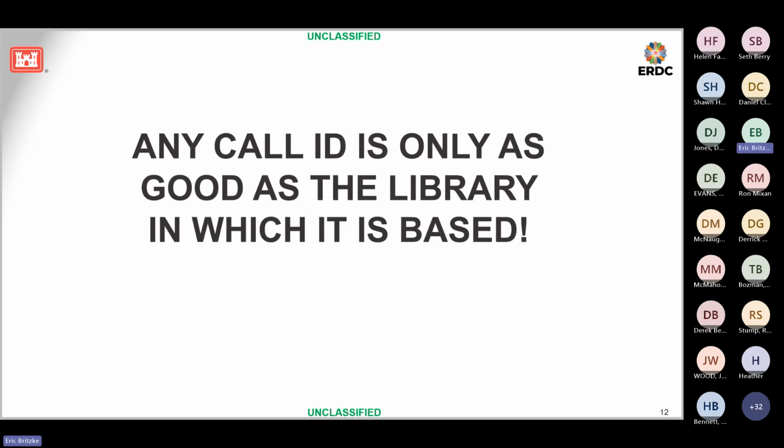So my first statement, if you don't remember anything else, this is the thing to remember so far, is any call ID is only as good as the library on which it's based. If you have a poor quality library, your identification is going to be terrible, and it doesn't have anything to do with the call quality or the methodology used for identifications, anything like that. It all goes back to that call library.